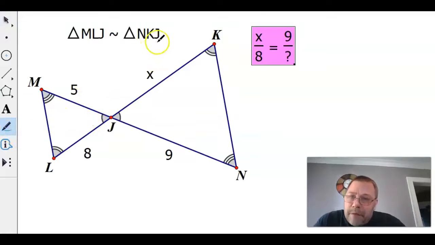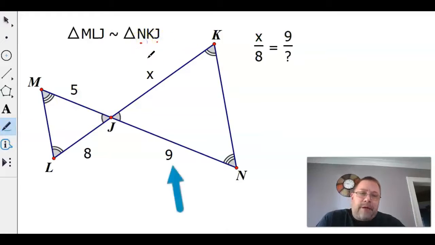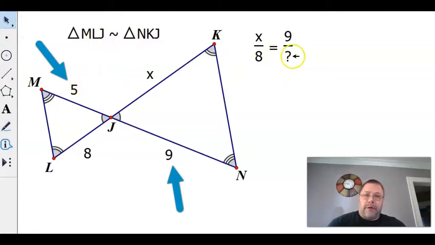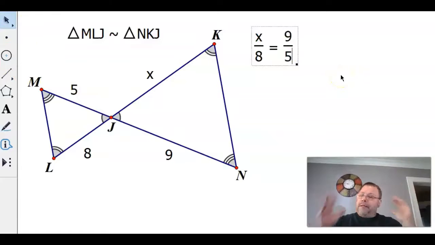Line segment JN, that's your first and your third letter. Your first and your third letter here are MJ, which sure enough is that 5. So that's what we're going to go with. Believe it or not, to me, this is the hardest part of the problem, making a true proportion based on the statement. We just did it.